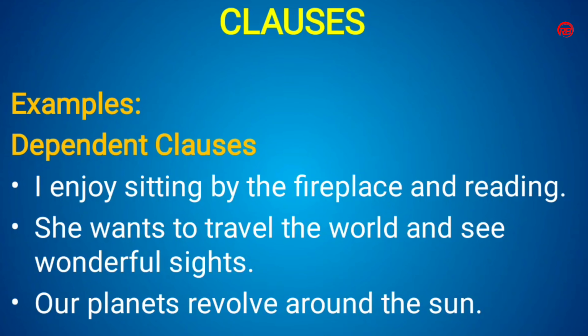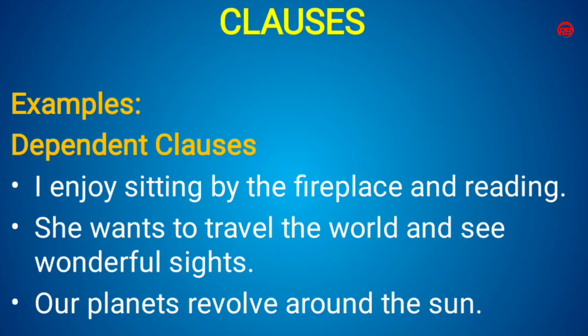And here I have given you a few examples for dependent clauses. I enjoy sitting by the fireplace and reading. In this example, I enjoy sitting by the fireplace is the independent clause. Reading is the dependent clause. We combine the independent and the dependent clause by using the conjunction and.